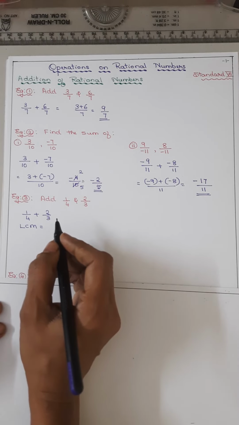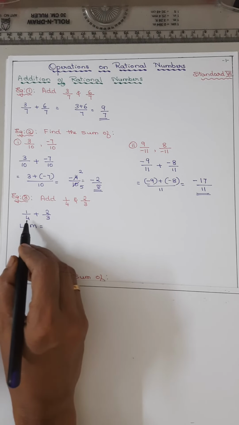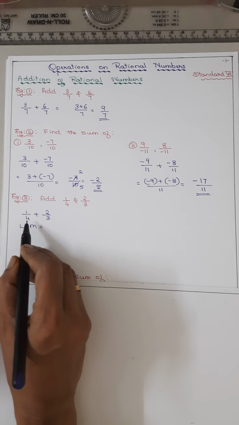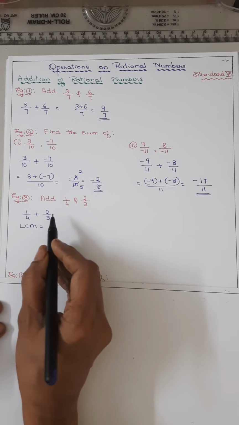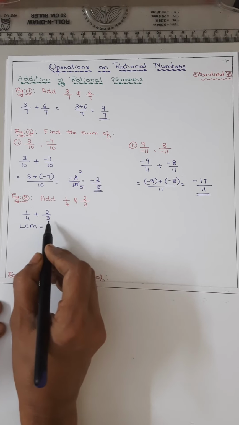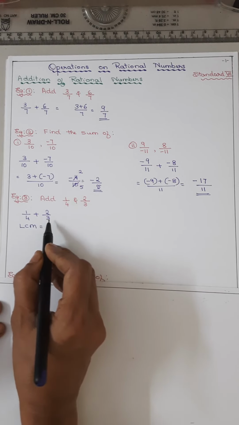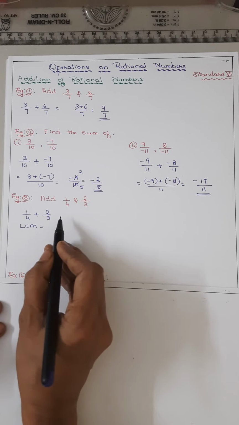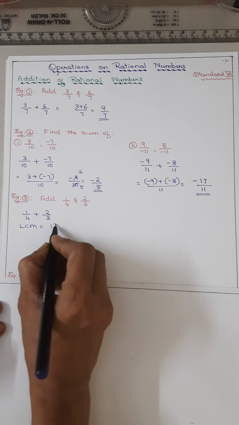Otherwise, what we have to do is, now 4 and 3. Now see the bigger number. 4 is the bigger number out of this. So now tell me the multiples of 4. 4 ones are 4. Does it come in the table of 3? Is it a multiple of 3? No. 4 twos are 8. Is it a multiple of 3? No. 4 threes are 12. Is it a multiple of 3? Yes. So 12 is the LCM.